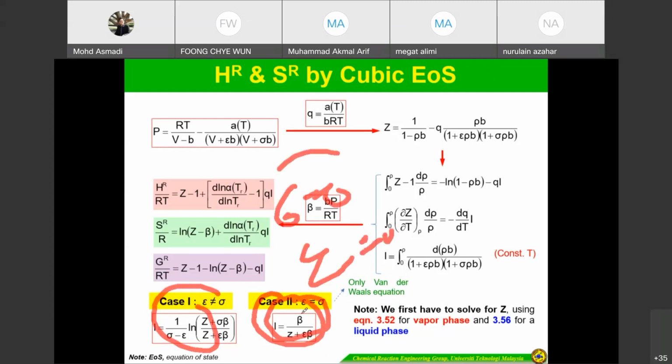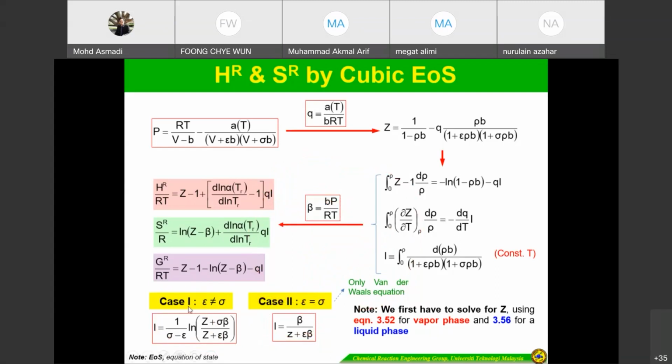Similar, right? But for Redlich-Kwong, if you refer to table 3.1, the parameters sigma is equal to 1 and epsilon is equal to 0. So it's not similar. So you have to use this one to calculate I. Only for calculating I, okay? So substitute into here.